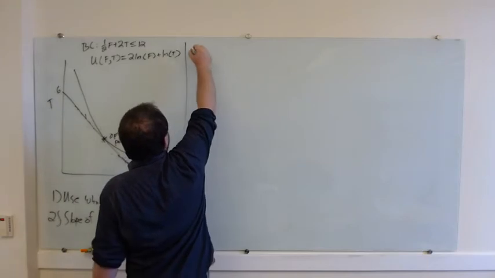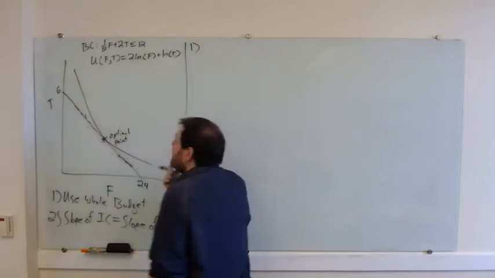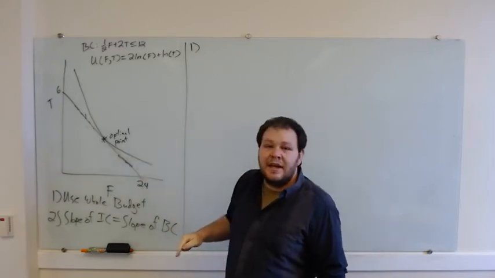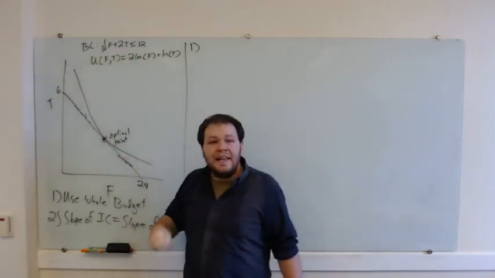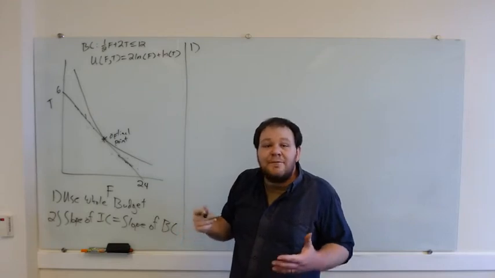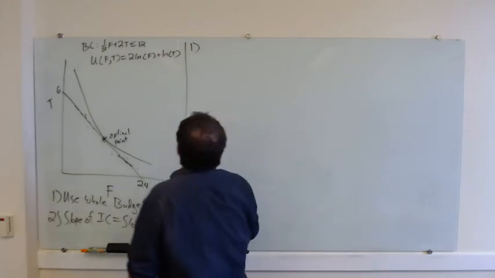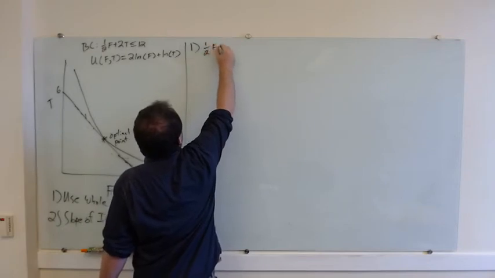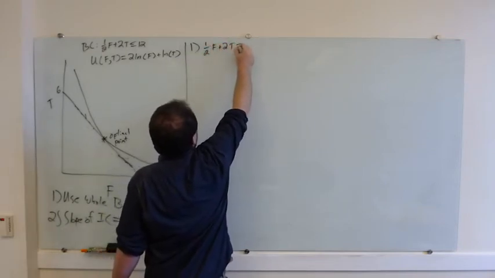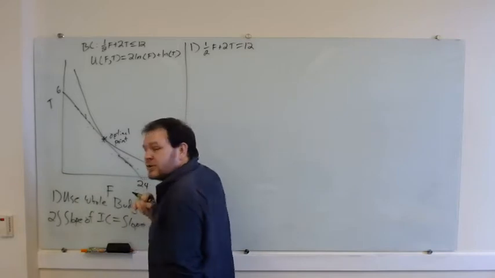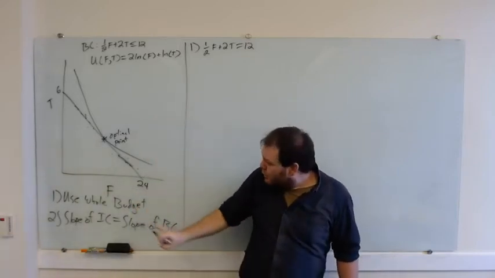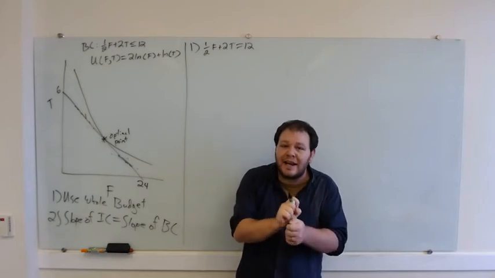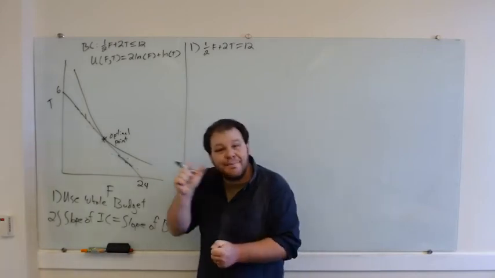For rule 1, it's going to be very, very simple. All it means that we use our whole budget is that we turn an inequality into an equality. We have to spend exactly $12. So for rule 1, we'll just say 1/2 f plus 2t has to equal 12. So far, so good. But how about rule 2? How about the fact that our slopes have to be equal? What's that going to look like? Why does that have to be true? What does that mean?